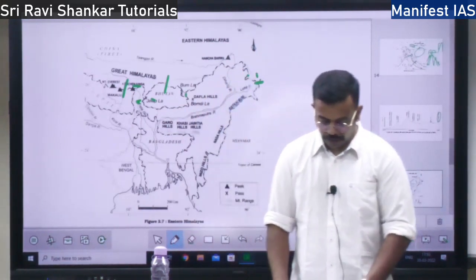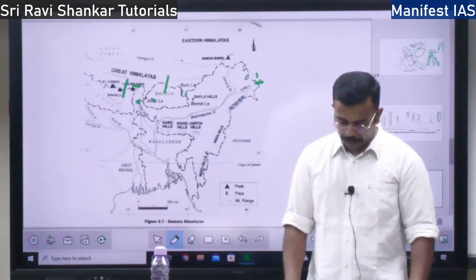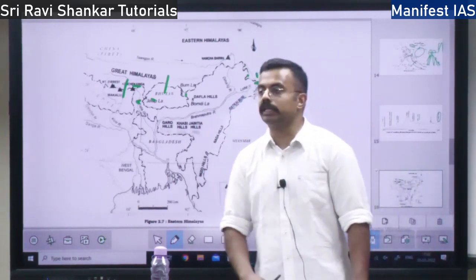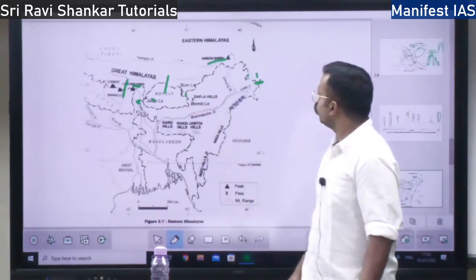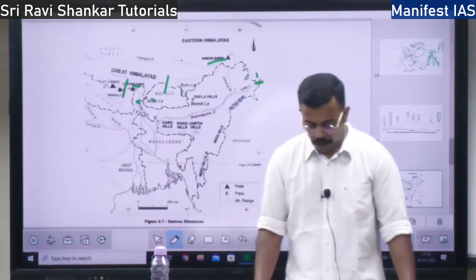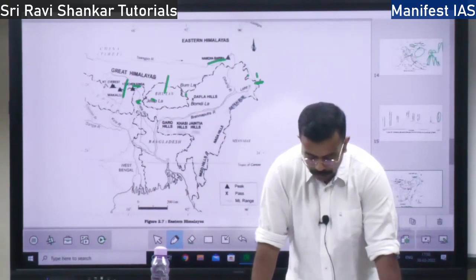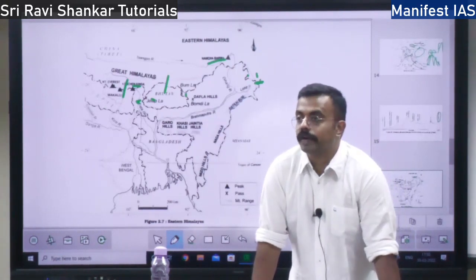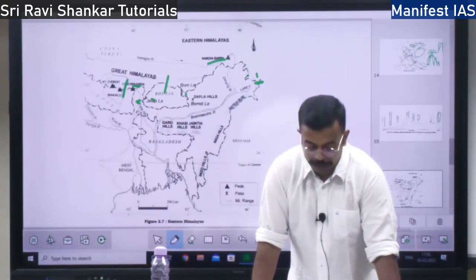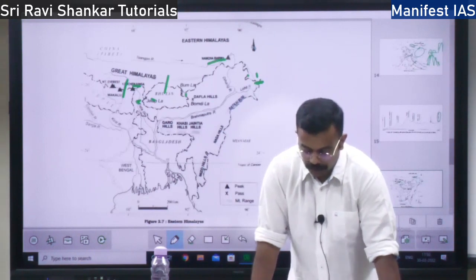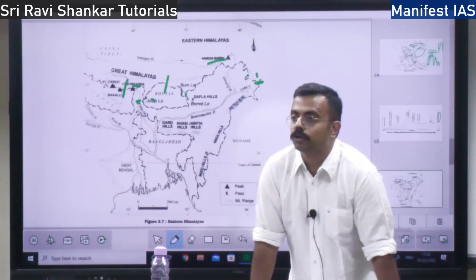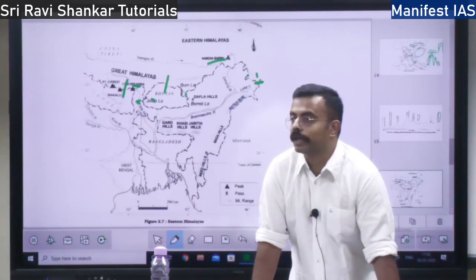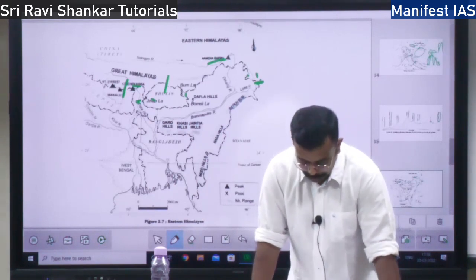So here also there are multiple peaks. Peaks means big mountains. You have Namcha Barwa peak here, and also Kangtu peak. It is not shown in the map, but Kangtu peak is also here. So in this region you will find fast flowing rivers. What are the fast flowing rivers? The Brahmaputra, Kameng, Subansiri, Dihang, Dibang, Lohit. All these fast flowing rivers you will find in this region.